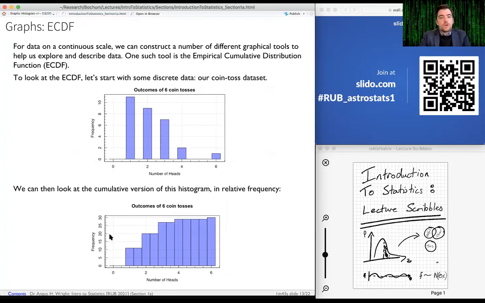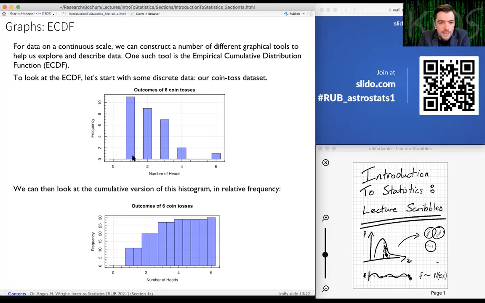Another thing that we can do to quantify the distribution of data that we have in a particular variable is look at what's called the empirical cumulative distribution function, the ECDF. So let's start with some discrete data. We're starting with our coin toss data set again. Here we have a coin that we just found on the ground. We don't know whether it's a fair coin or not. We throw it 6 times and we count the number of heads that we get in a row. And then we do that again and again and again.